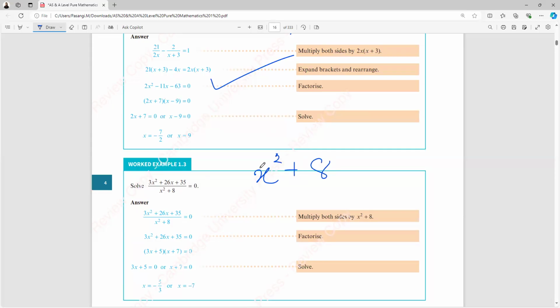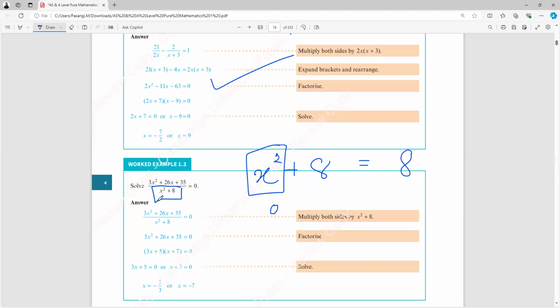Because here we have a squared term, the value of the x squared term should equal 0 or else it should be positive. It cannot be a negative value. So if we add 8 to that, the final value is 8. The minimum value which can be taken for this entire x squared plus 8 is 8. That means this denominator is always positive.